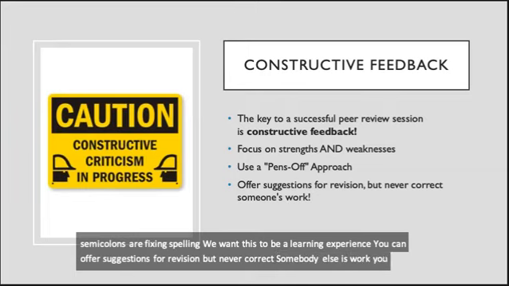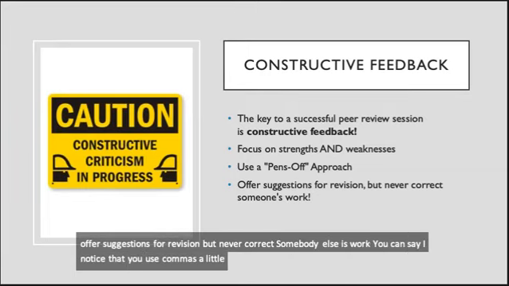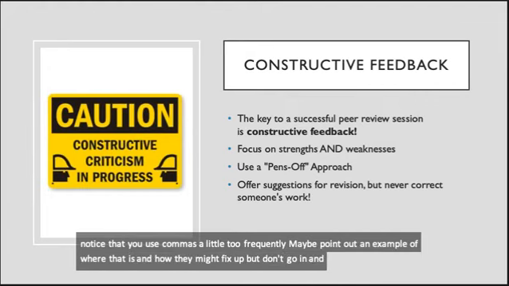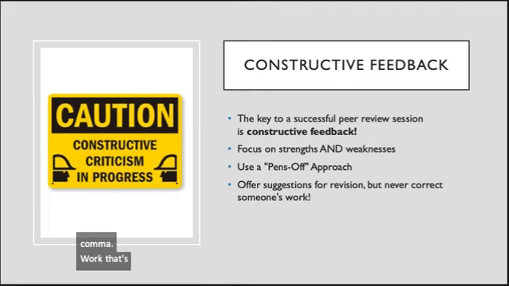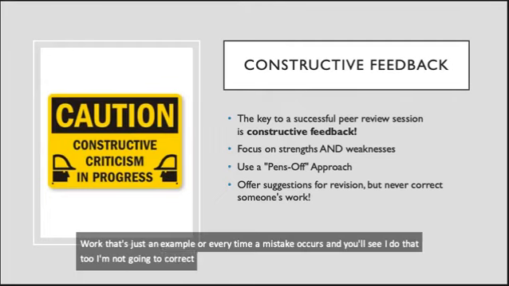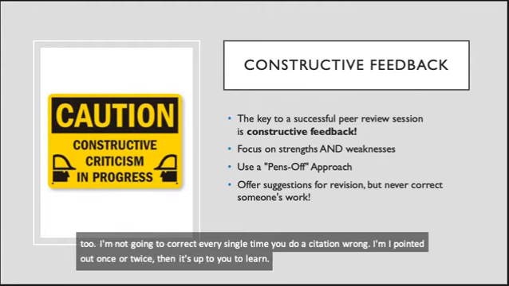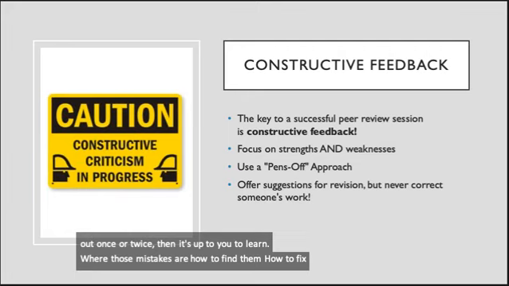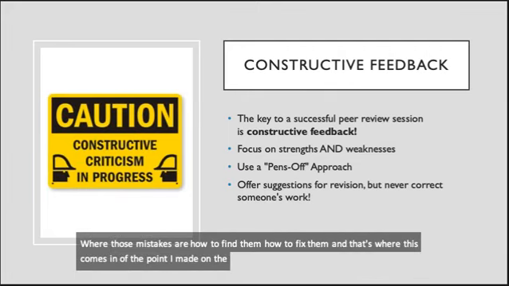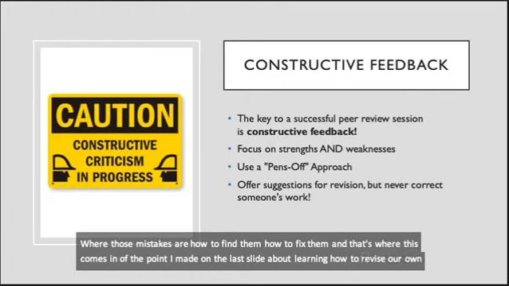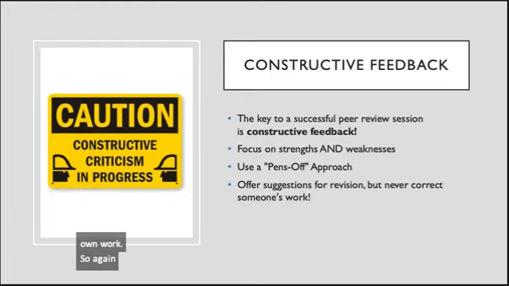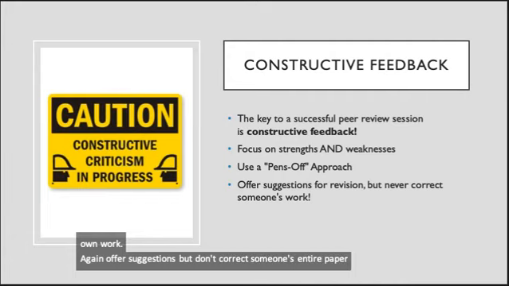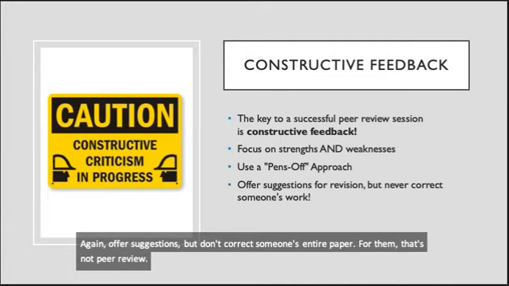You can say, I noticed that you use commas a little too frequently, and maybe point out an example of where that is and how they might fix that. But don't go in and fix every comma, or every time a mistake occurs. And you'll see I do that too. I'm not going to correct every single time you do a citation wrong. I might point it out once or twice, then it's up to you to learn where those mistakes are, how to find them, how to fix them. And that's where this comes in, the point I made on the last slide about learning how to revise our own work. So again, offer suggestions, but don't correct someone's entire paper for them. That's not peer review. Peer correcting.